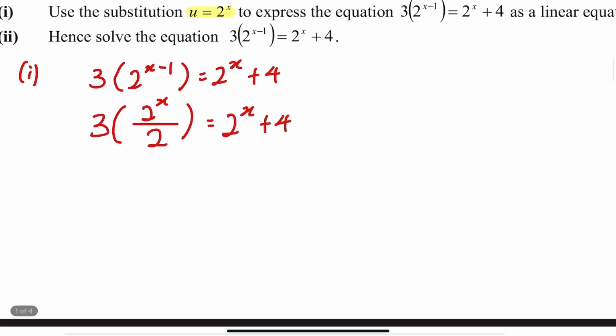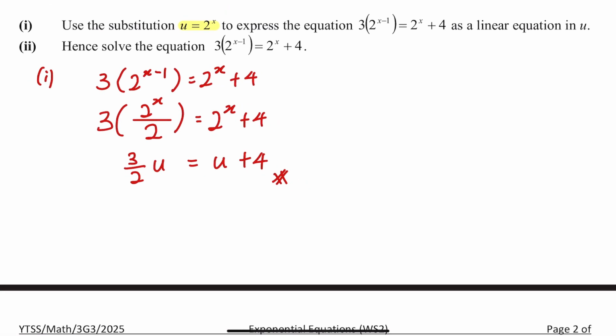Then from here, I can replace all 2^x by u. I should get 3 over 2 u equals u plus 4. And therefore, this is the linear equation in u. This is for part 1.